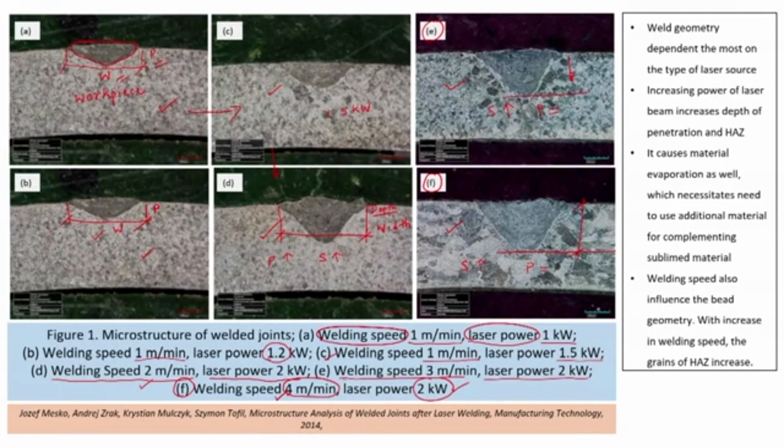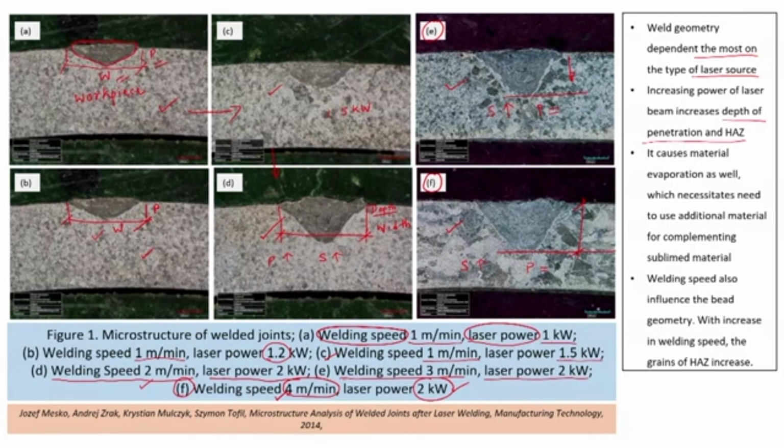The same things have been summarized at the right side of the slide. Weld geometry depends mostly on the type of laser source, that is obvious, Nd:YAG or the CO2 laser power. CO2 gas laser is providing larger laser power. So, by using high power lasers, certainly you will get better quality laser welds. Increasing the power of the laser beam increases depth of penetration and HAZ.